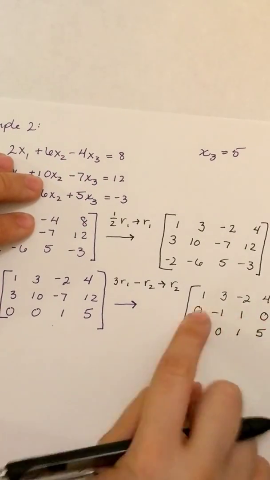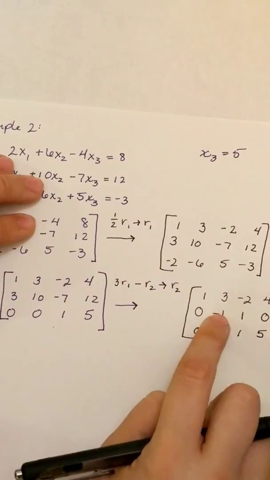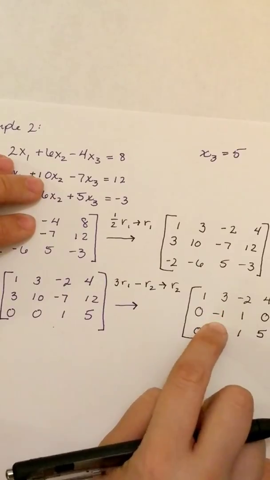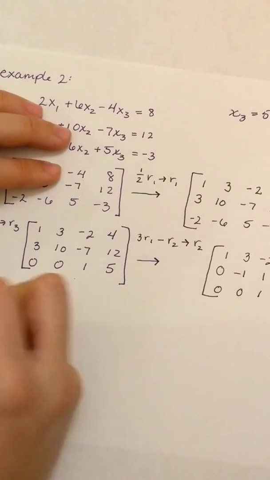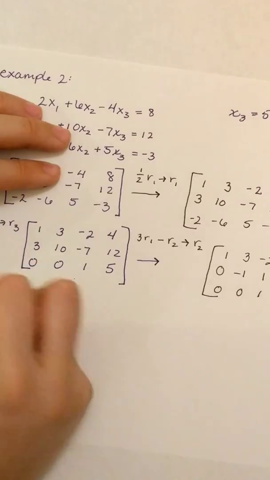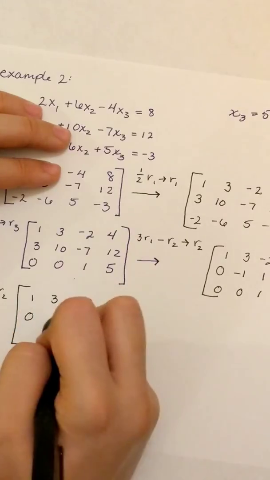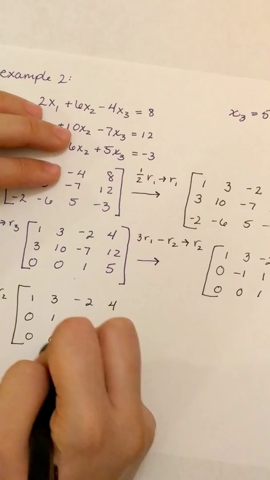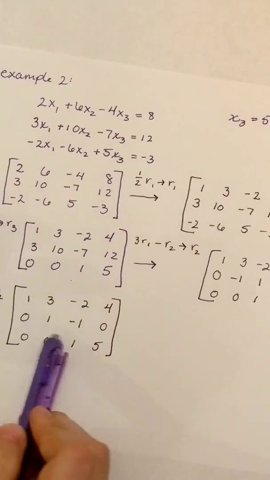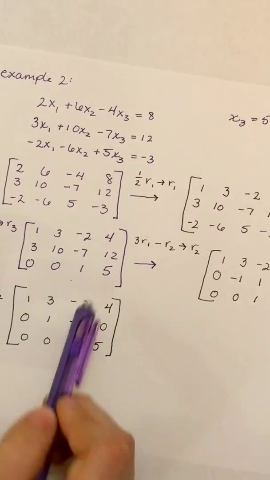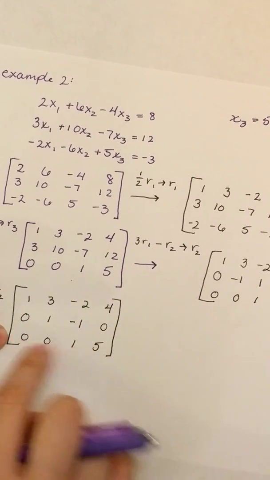And then you notice the middle row, I have 2 non-zero entries. And so I want that first non-zero entry to be a positive 1. So I'm just going to scale the middle row by negative 1. So negative R2 into R2. And then I have my lower triangular. So my upper triangular, I'm going to start with negative 2. And so I'm going to use the bottom row.